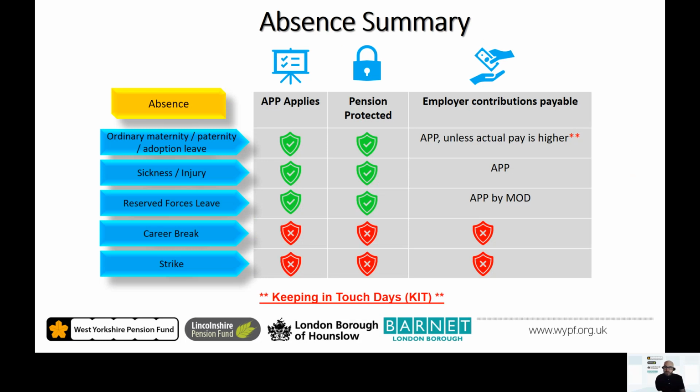What I'd like to do now is just go over the absence summary as a point of reference covering the common types of absence, whether or not APP applies, whether the pension is protected, and then outlining the implication of the employer contributions that are payable. So if we look at the various reasons for absence, so we have ordinary maternity, paternity, and adoption leave. APP does apply. The pension is protected, and the employer contributions are payable on APP unless the actual pay is higher. So with child-related leave, you may have keeping in touch days, which would be based on their normal pensionable pay. So in these instances, you would need to take into account the higher pensionable pay for that period.